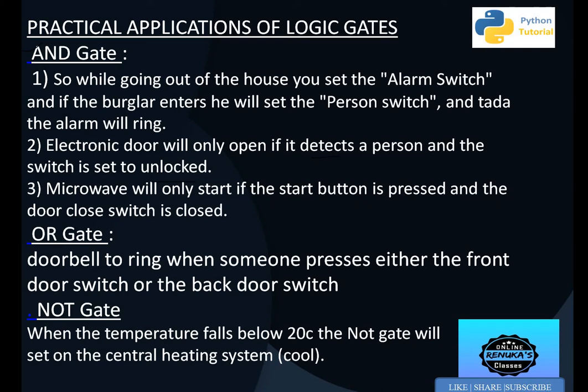Then the OR gate: a doorbell rings when someone presses either the front door switch or the back door switch. Either way, either front door or back door, you can do the entry. NOT gate: when the temperature falls below 20 degrees Celsius, the NOT gate will set on the internal heating system.